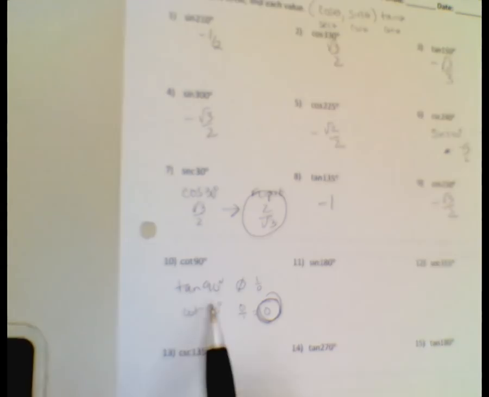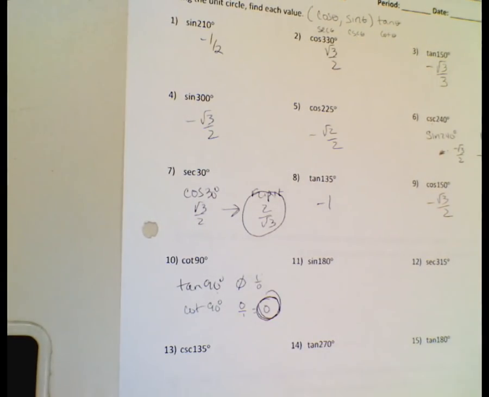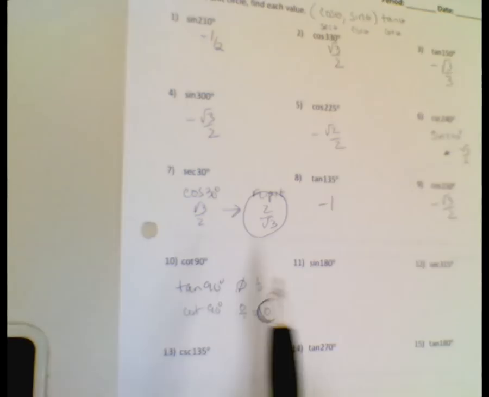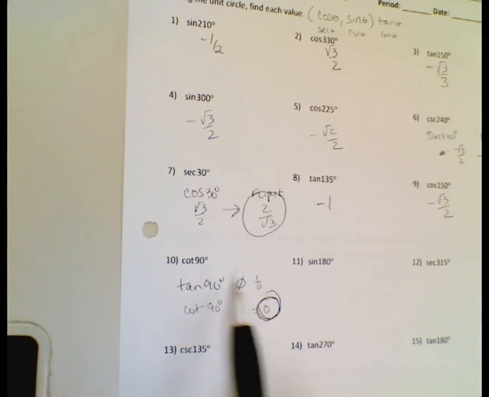You're not going to be able to use the calculator for that because the calculator cannot flip an undefined symbol. So just remember, if you have an undefined and you have to do the reciprocal, it's 0. And if you have 0 and you want the reciprocal, it's undefined. 0 and undefined are reciprocals of each other in the unit circle.